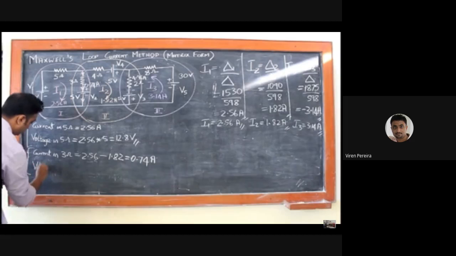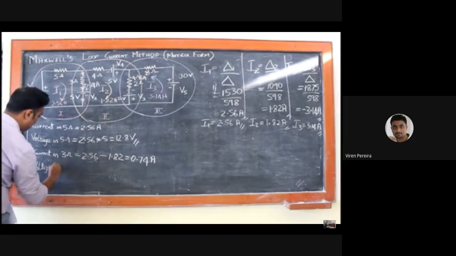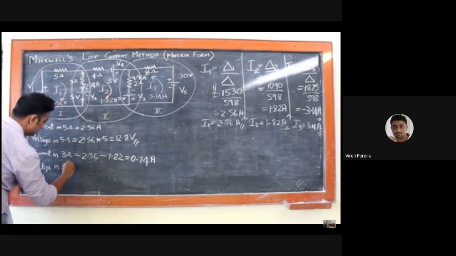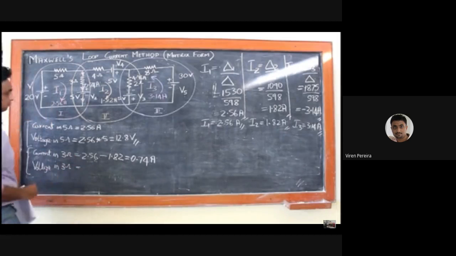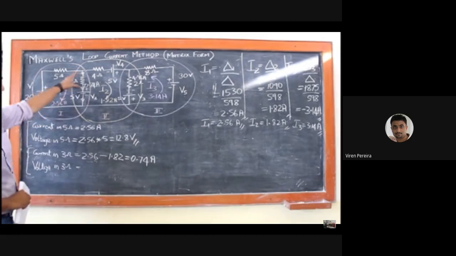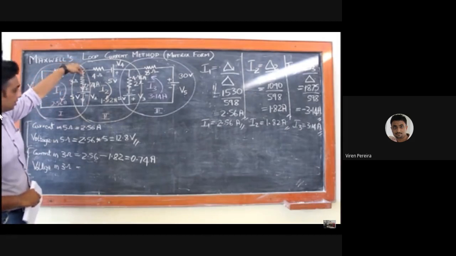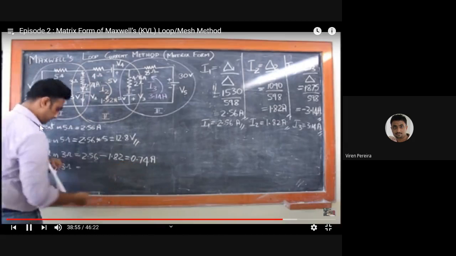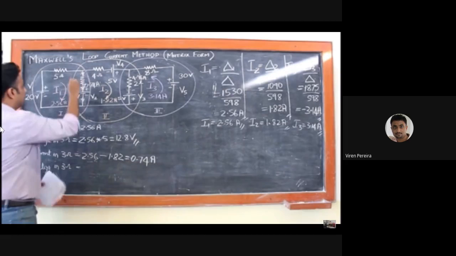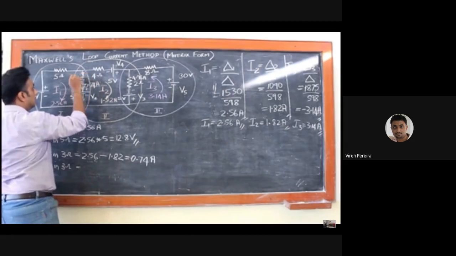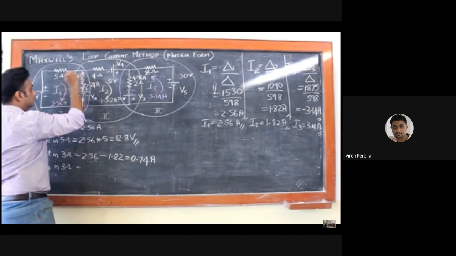Now, once we got that, again we have to find out the voltage in the 3 ohms resistor. Now I got my current. What's my current? 0.74. So I'll write the current value here as 0.74 amps.